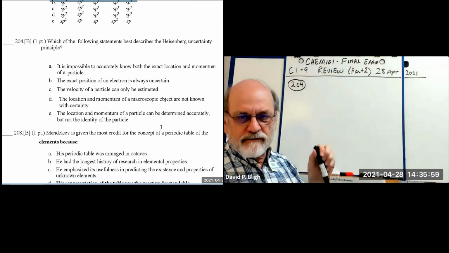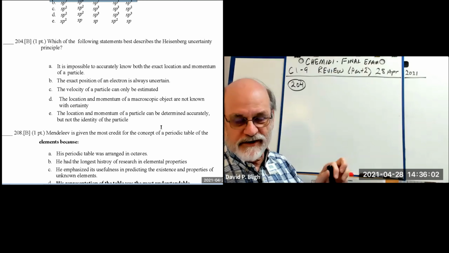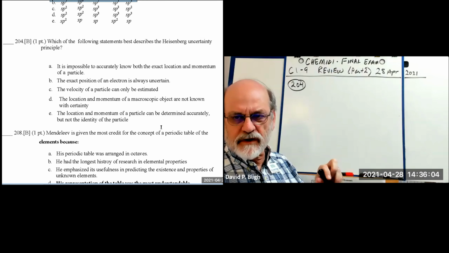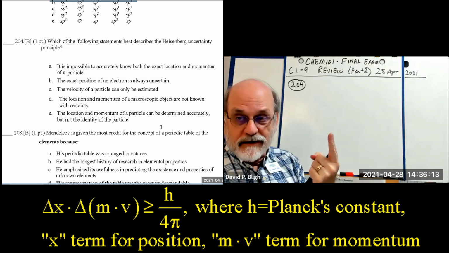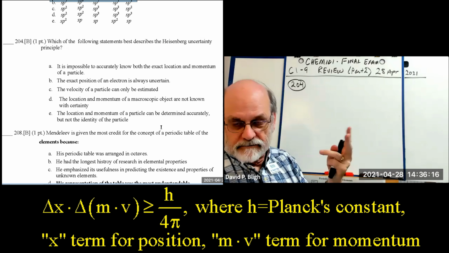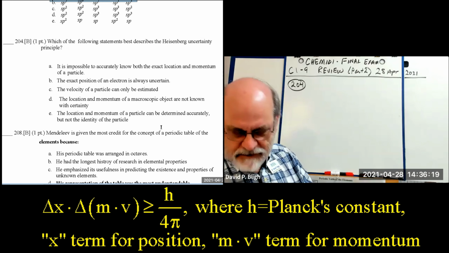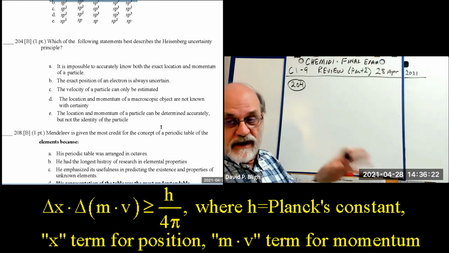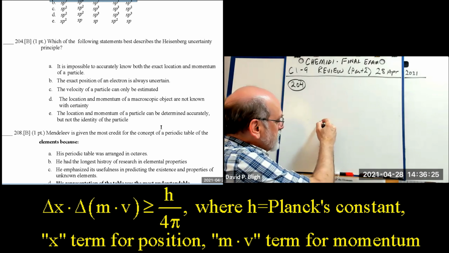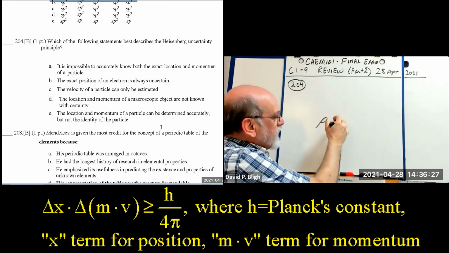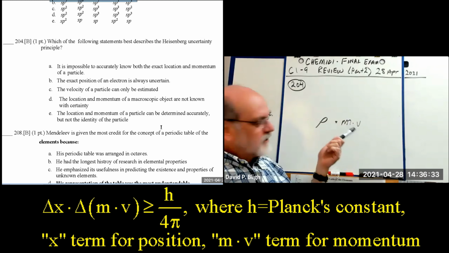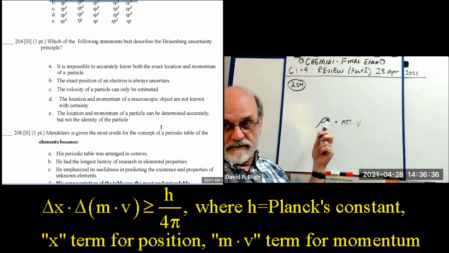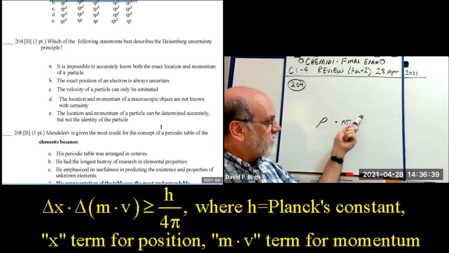Okay, which of the following statements best describes the Heisenberg uncertainty principle? What does the Heisenberg uncertainty principle talk about? It talks about two things: where the particle is located and how fast it is moving. Now, in technical terms, it's not really talking about just the velocity, but about the momentum, mass times velocity. But the particle is not going to change mass in the middle of a measurement, so we're really talking about its velocity.